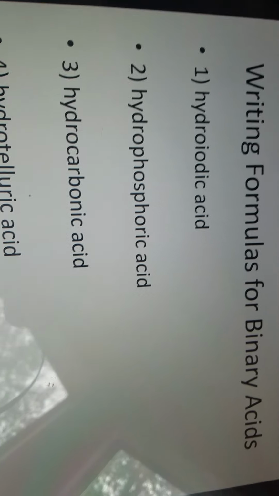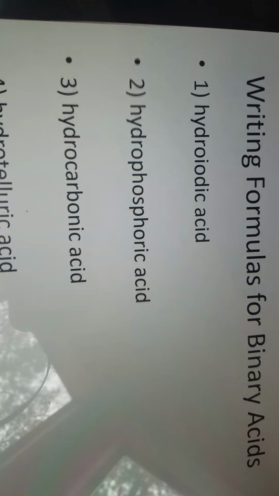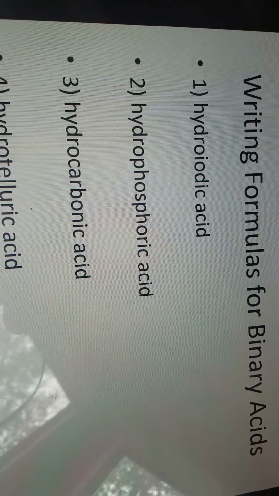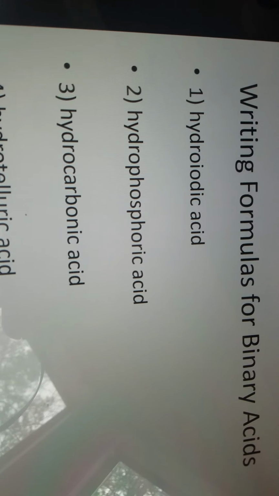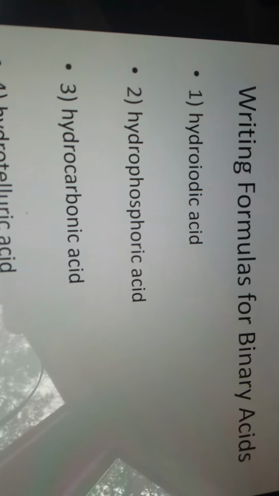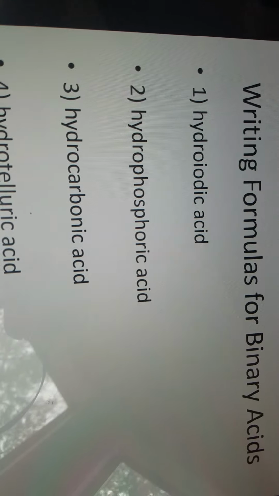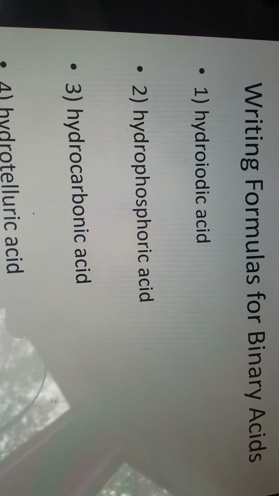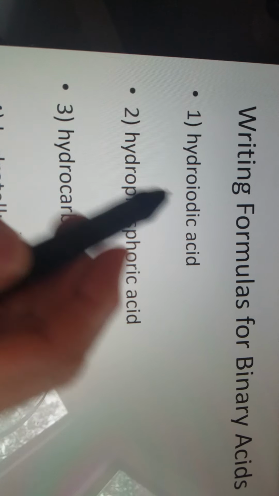This is the last of the series of naming and writing formulas for acids. So the first thing we're going to do is look at writing formulas from names for binary acids. Remember, binary acids contain only two kinds of elements, hydrogen being one, and then the root part of the word would indicate what the second element is.